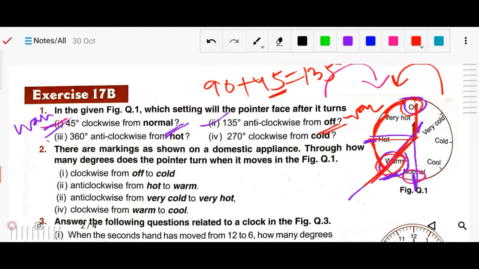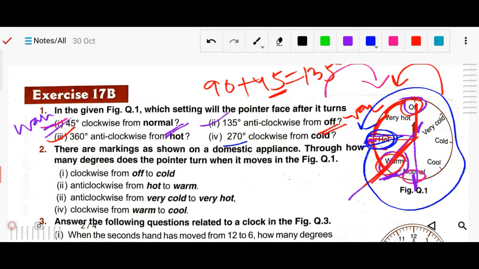Now, 360 anti-clockwise from hot. So where is hot? Here it is. Anti-clockwise from here, and 360 means you start from a point and reach the same point again. So what will be the answer? Hot.